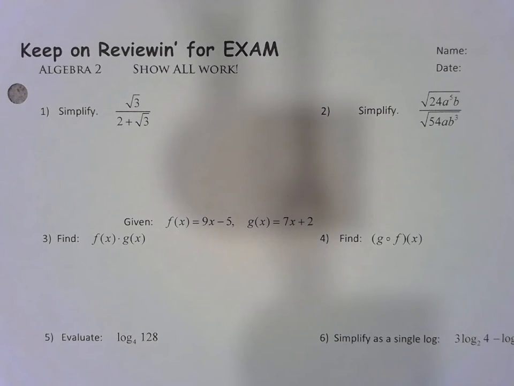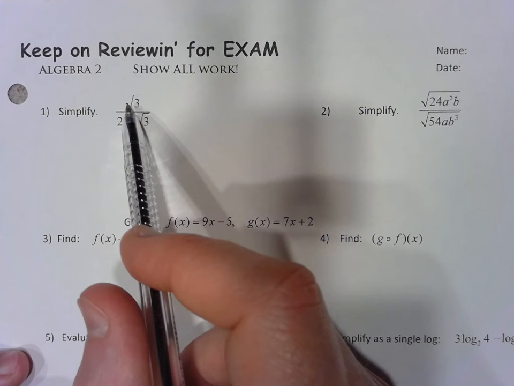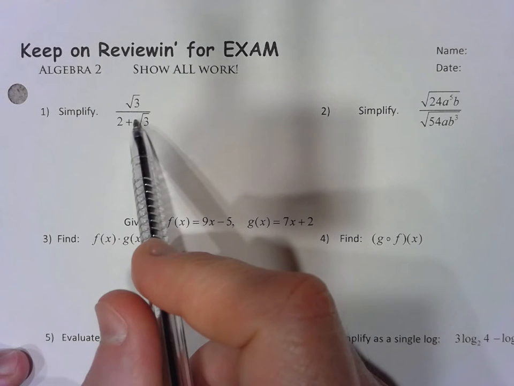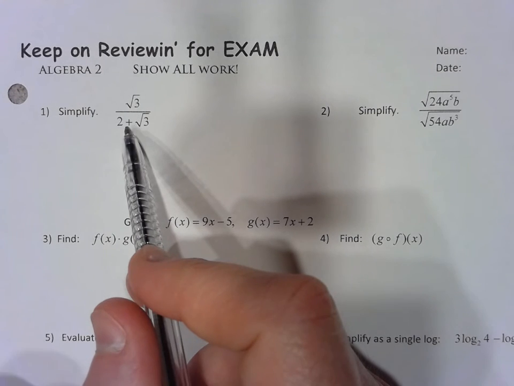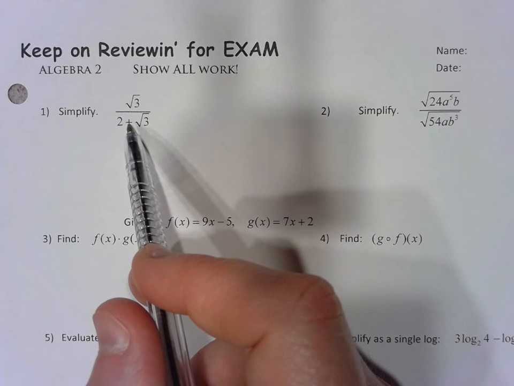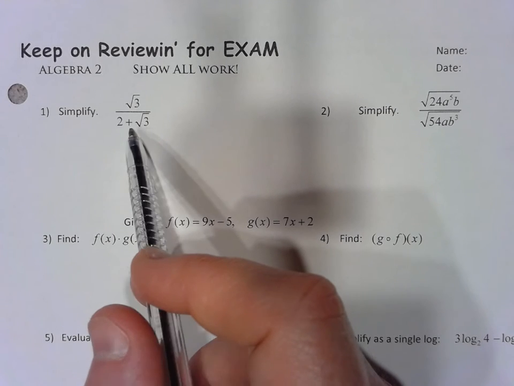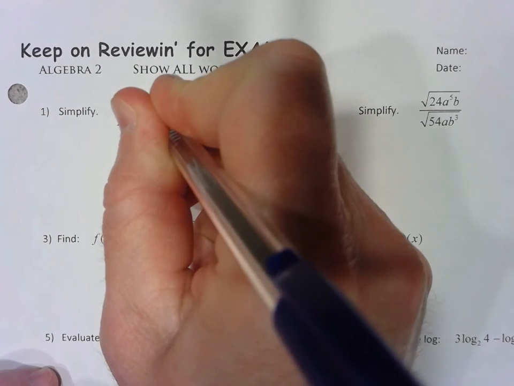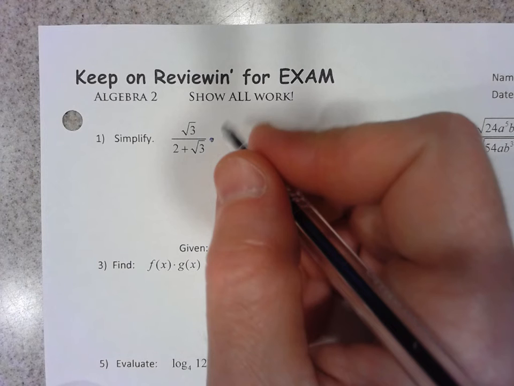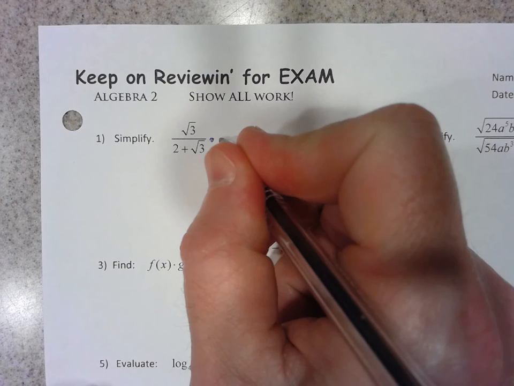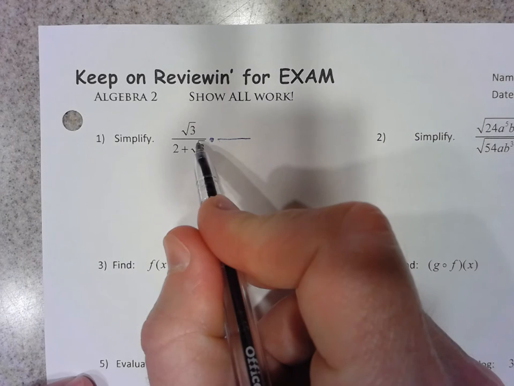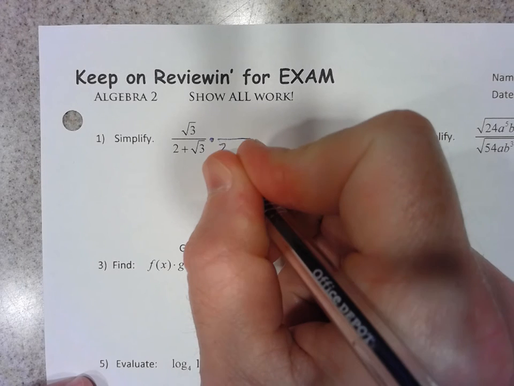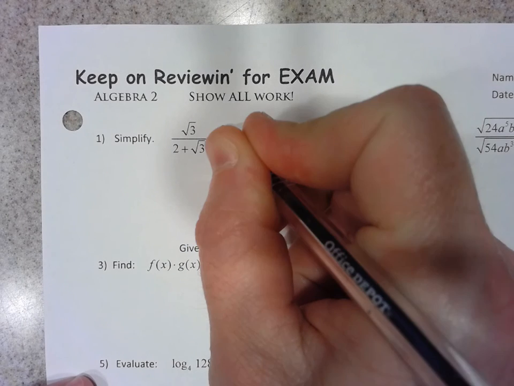Number 1. When I see that I've got square roots top and bottom, and I see that there's an addition sign in the denominator, in order to rationalize the denominator, I need to cancel out the square root. And so I do that by multiplying the top and bottom by the conjugate of the denominator. So I'm going to multiply by 2 minus square root of 3 on top and bottom.